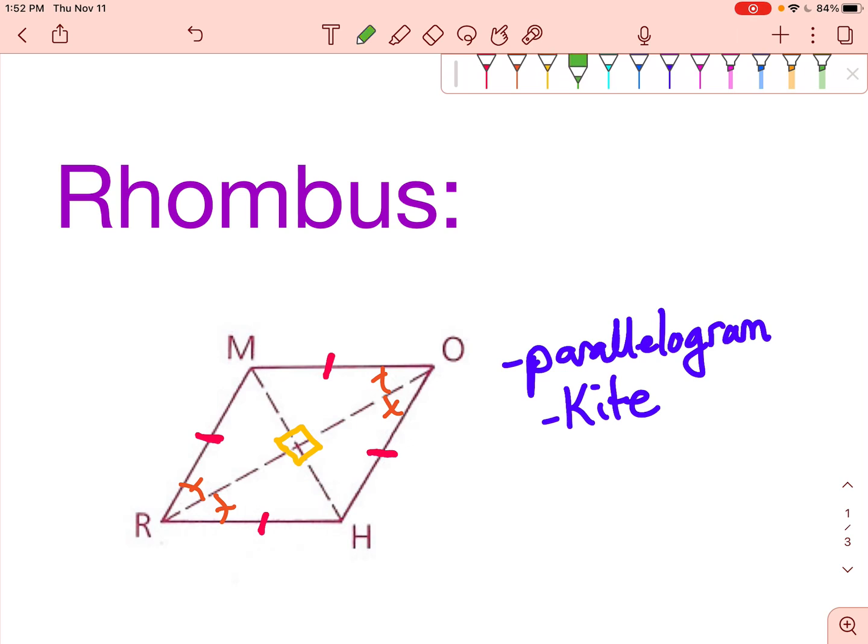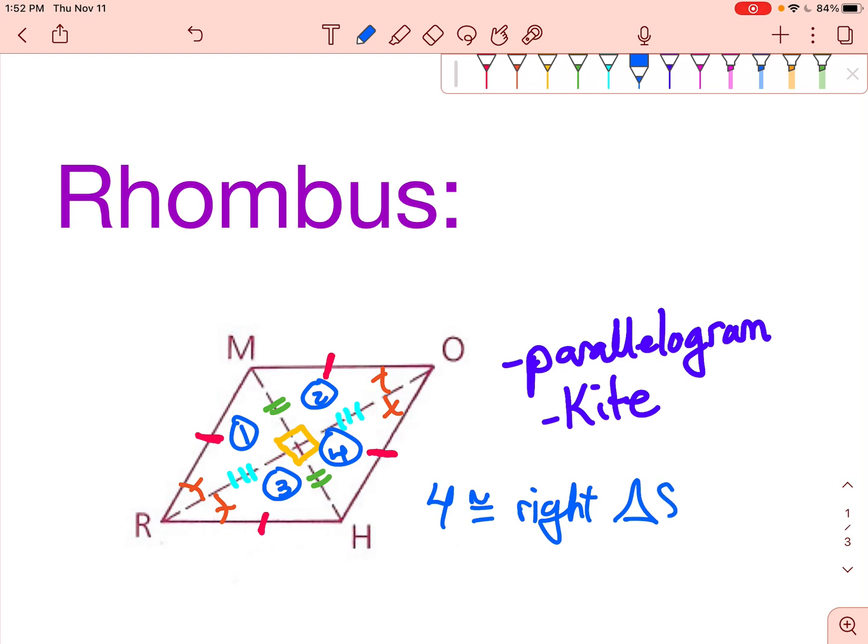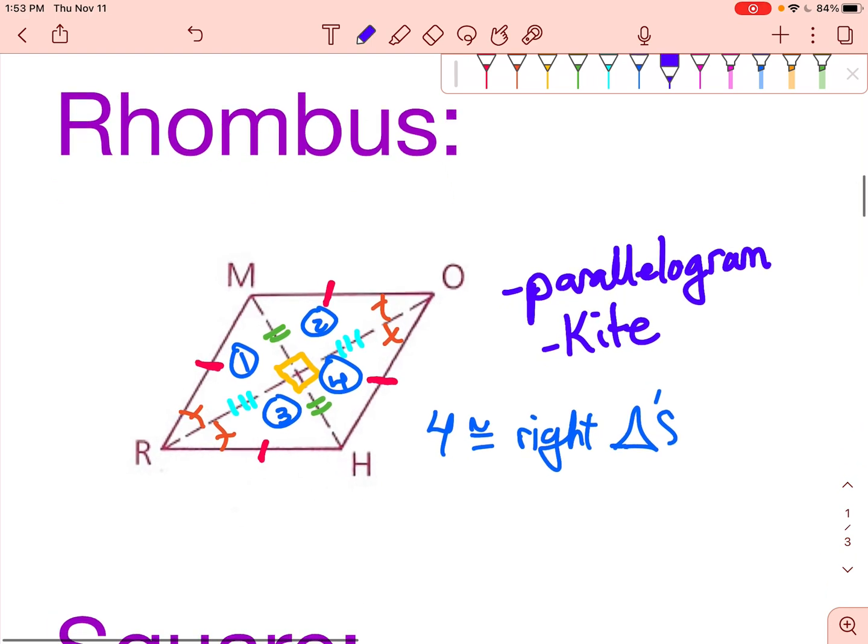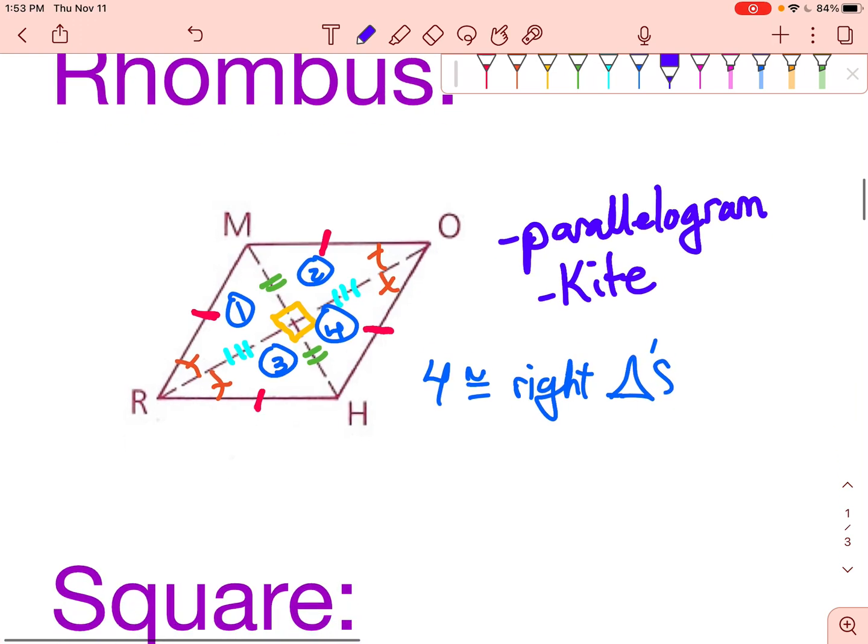Because this is a parallelogram, I know this piece is equal to this piece, and I know this piece is equal to this piece. So if you take a look at this, you can very easily see 4 congruent right triangles, and that's important. A rhombus gets cut into 4 congruent right triangles every single time. A rhombus will get cut into 4 congruent right triangles.